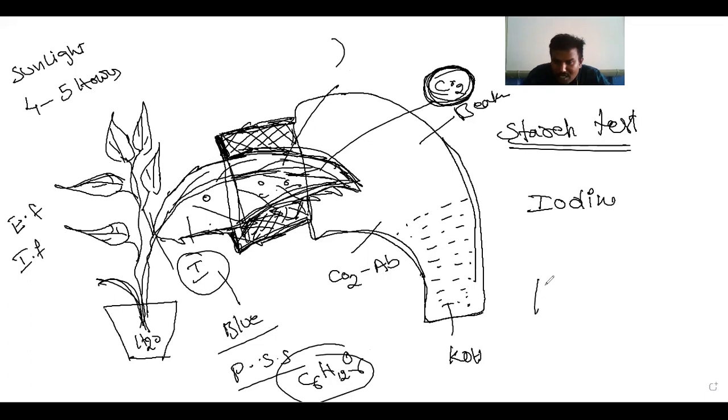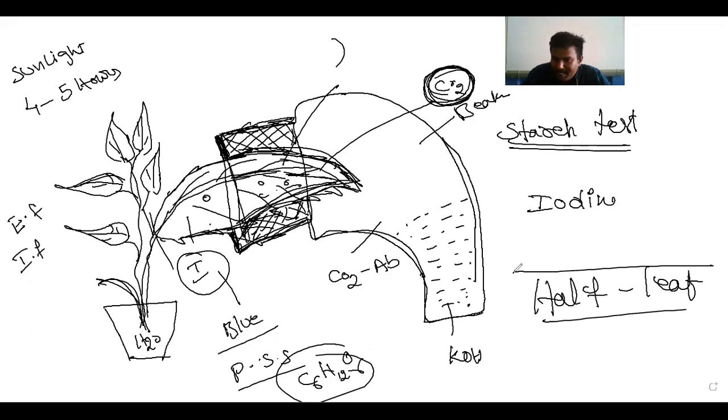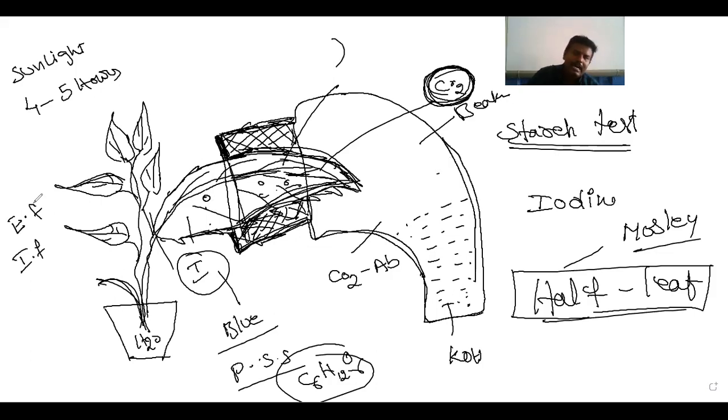This experiment is called the half leaf experiment. It was discovered by the scientist Moll. It is called the half leaf experiment because half of the leaf was inside the beaker and the remaining half was outside the beaker. So from this experiment, it is clear that carbon dioxide is essential for photosynthesis.